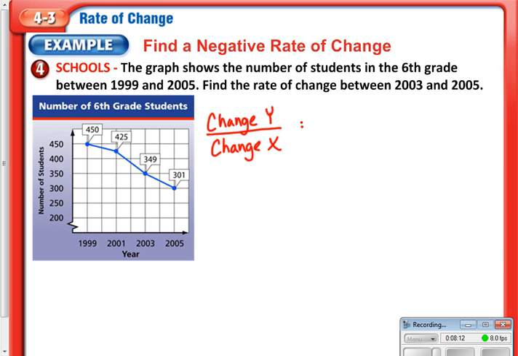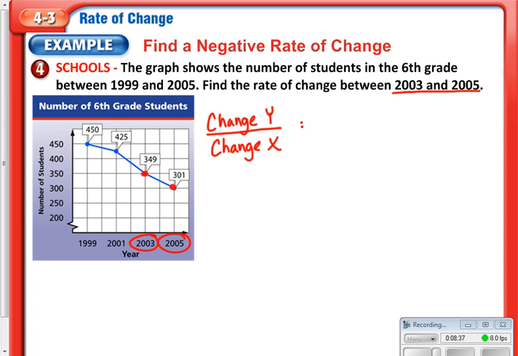Example 4, schools, a graph showing the number of students in the 6th grade between 1999 and 2005. Find the rates of change from 2003 to 2005. So we look at 2003 down here, and we look at 2005 down here. Here's our points that we'll need to use. Again, this is a decrease. So if it's a decrease in rate, we should have a negative rate.